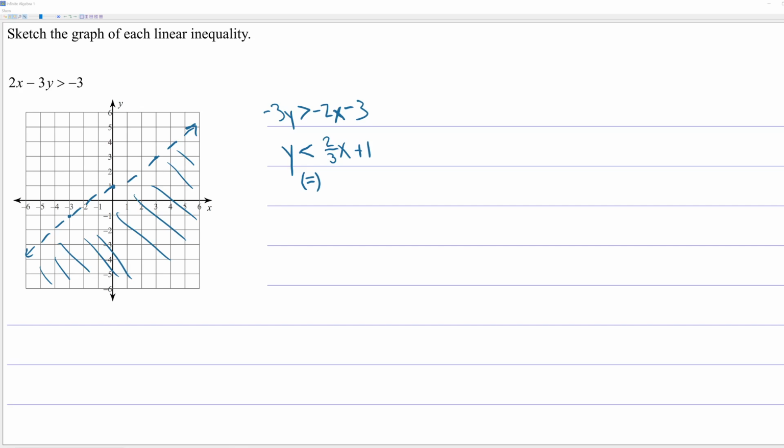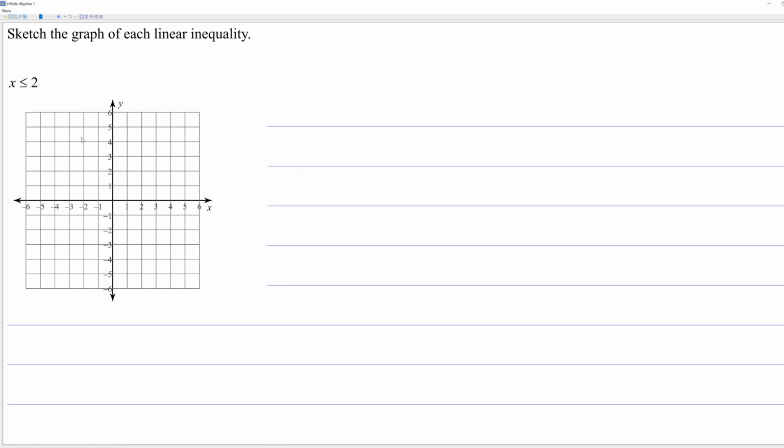Now, let's do one more example that's a special case. I like special cases in linear equations. So, if this said x equals 2, we know that that would be a vertical line. Since it says less than or equal to, we're not going to draw a dotted line again. We're going to draw a solid line. So, we draw a vertical line, and now we have to shade a portion of the graph.